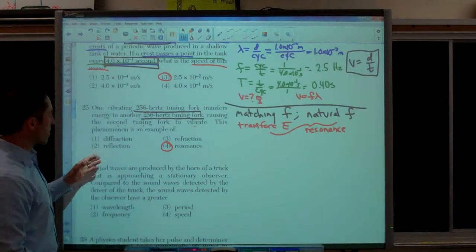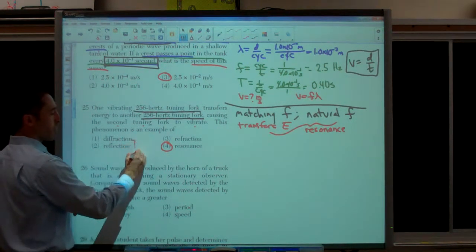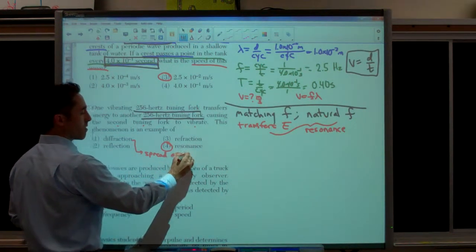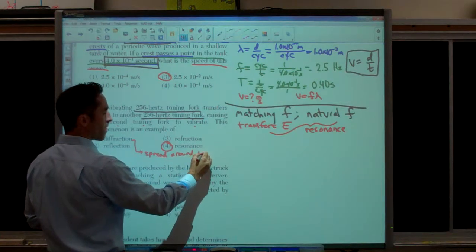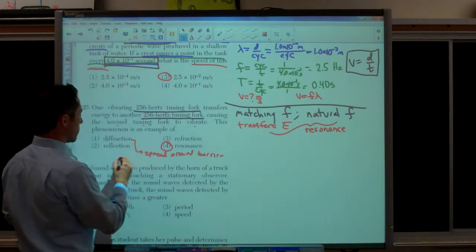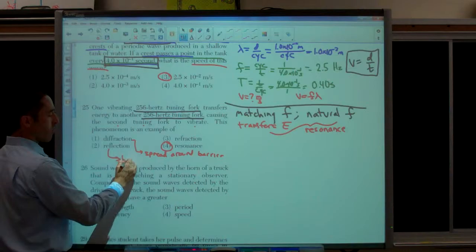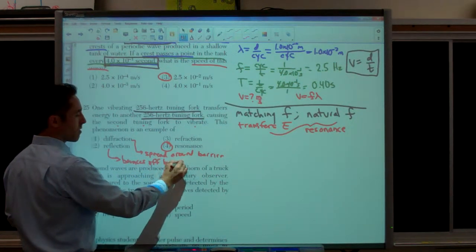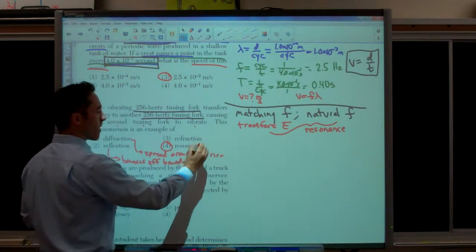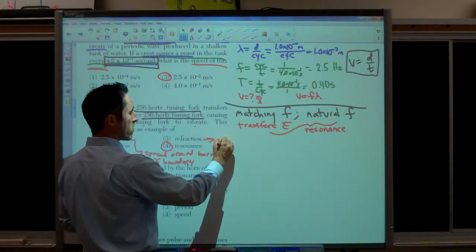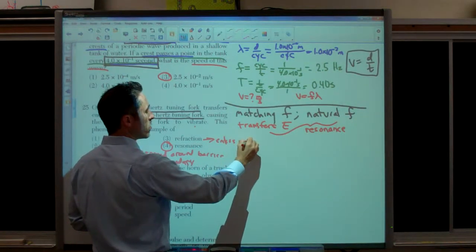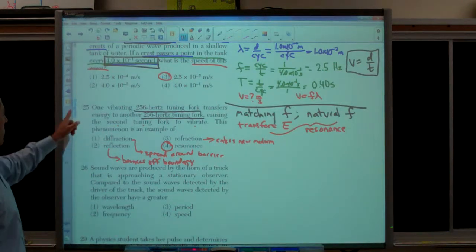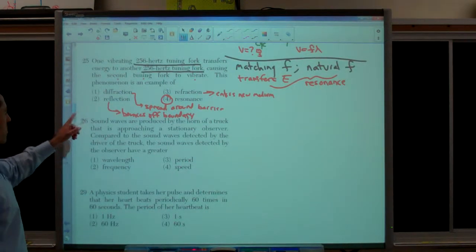Just as a reminder what these others are, diffraction is when waves spread around or behind a barrier. Reflection is when a wave bounces off a boundary. And refraction is when a wave enters a new medium. And there's a lot more richness to each of these, but we'll get into that in a little bit. Okay, so of course there's your resonance.